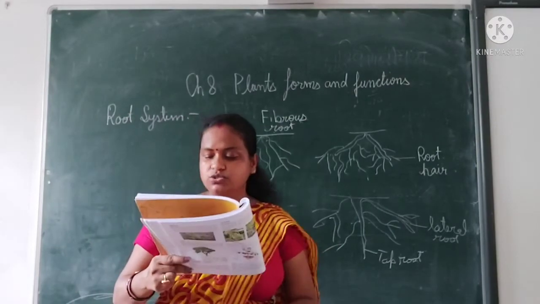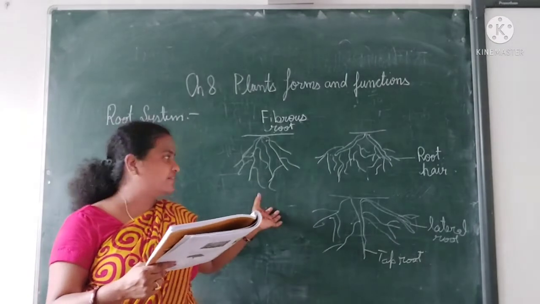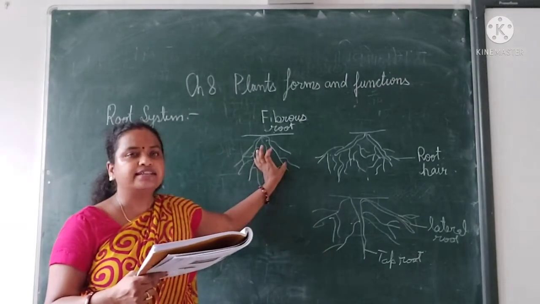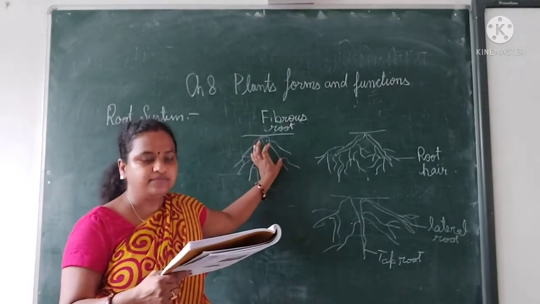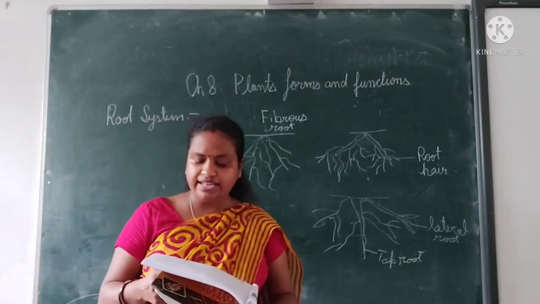In this system, there is no well-defined single taproot. It is replaced by a cluster of lateral roots. You see, a cluster of lateral roots is there. No main root is there, right? They arise from the base of the stem and spread in the soil in different directions.